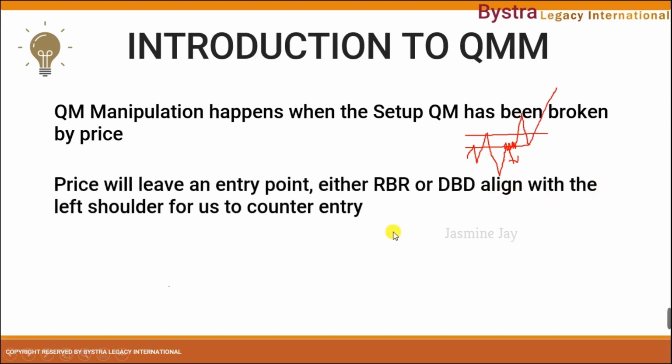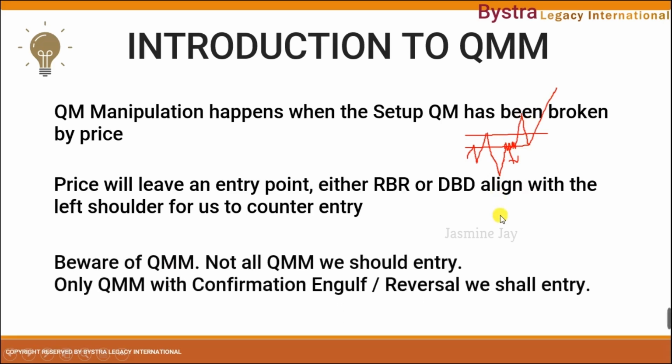As I said earlier, price will normally leave an entry point, either a rally base rally at this point, or drop base drop if you want to sell, aligned with this left shoulder, for us to counter entry when price comes back to this area, this rally base rally here, and will go up. So we have to be aware of QMM. Not all QM manipulation we should enter. Only the one which has the confirmation of engulf or reversal, then only we can enter.